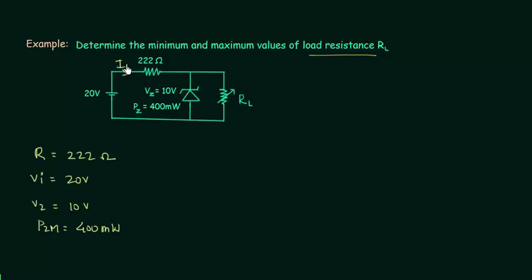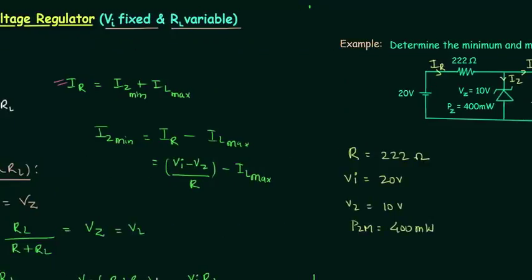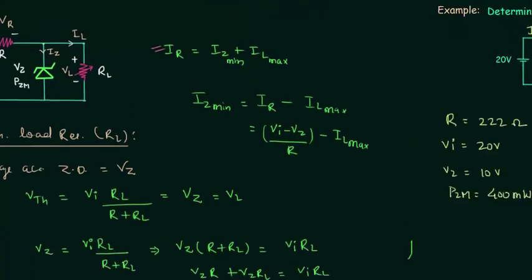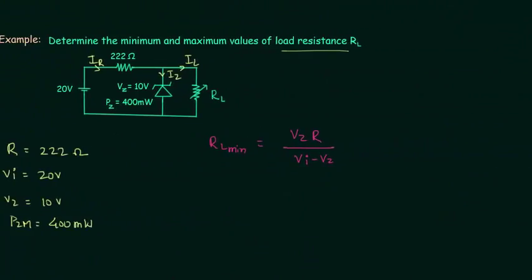This current is IR, this current is IL, load current, and this current here is Iz, Zener current. First I will calculate the minimum load resistance RL minimum, and it is equal to Vz multiplied by R divided by Vi minus Vz. I am directly using the formula that we have derived. Here you can see the formula for RL minimum. Vz is equal to 10 volts, so we have 10 multiplied by 222, the value of R, divided by 20 minus 10, and when you solve this you have 222 ohms as the value of RL minimum.